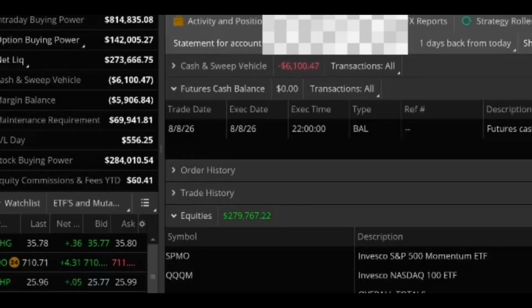Margin called. Never. Once you understand these metrics, you will never get a margin call. Because again, what you do is you look at your maintenance requirement and you look at how much debt you owe.